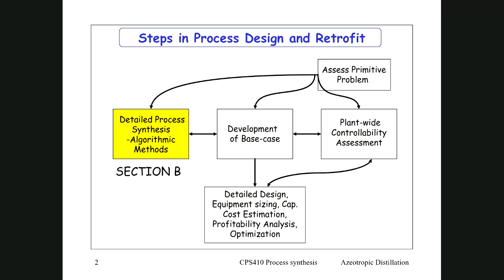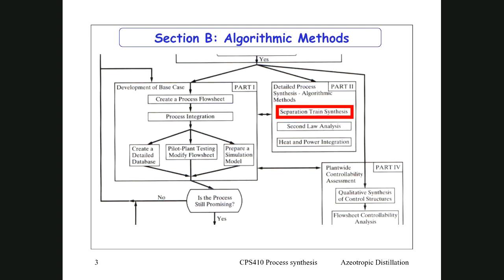Okay, so just like the 6 heuristics we did for ordinary distillation, we are still in this phase. We're still in this phase, detailed process synthesis, algorithmic methods, and we are still in separation train synthesis, which allows us to create a process flow sheet. So the aim of CPS 410 is to do all of the tasks necessary to arrive at a process flow diagram. And so this is the aim of what we want to achieve in CPS 410.